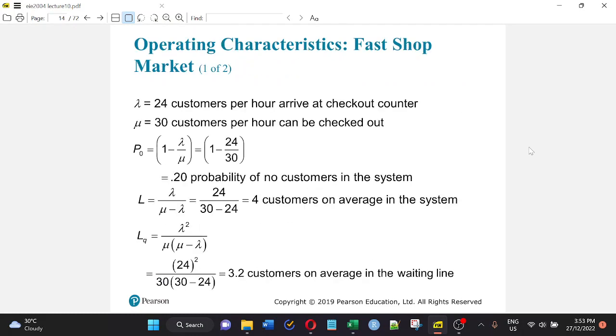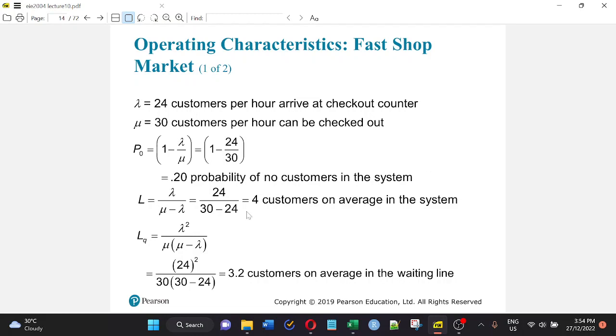So now let's look at this first example. We are talking about a fast shop market here. We only have one queue line and one server, and the arrival rate is 24 customers per hour arriving at the checkout counter, which means that within 1 hour 24 customers arrive, and within 1 hour 30 customers can be served. So you can see that lambda is lesser than mu, which means that in the long run we are able to clear up all the queue.